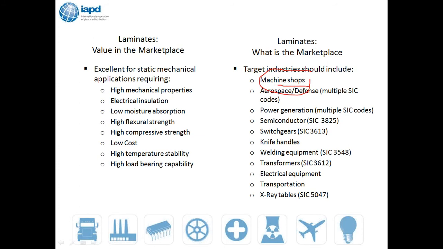We talked about machine shops. We talked about aerospace and defense, and we talked about power generation. Those aren't the only three industries that are using this. Semiconductor, SIC code 3825. Switch gears, 3613. Knife handles is a huge and growing market. It's amazing how many people are using G10 on their knife handles these days. Welding equipment, we talked about that earlier. That's high temperature. Transformers, 3612. If you have a SIC code directory and you want to start going after the thermoset market, 3612 is your starting point there. That should be number one.